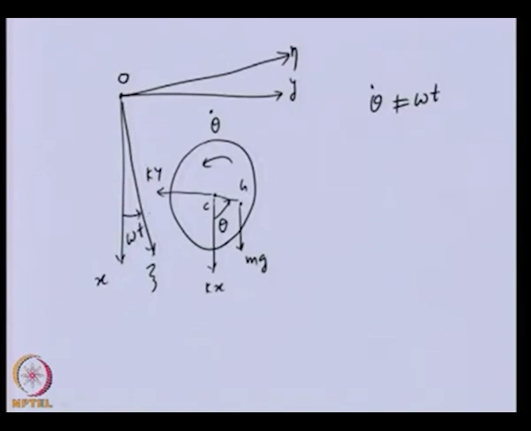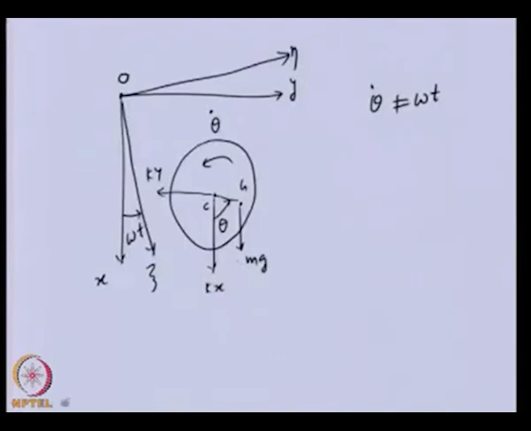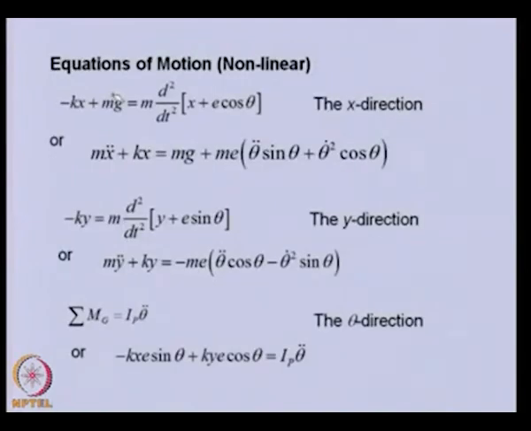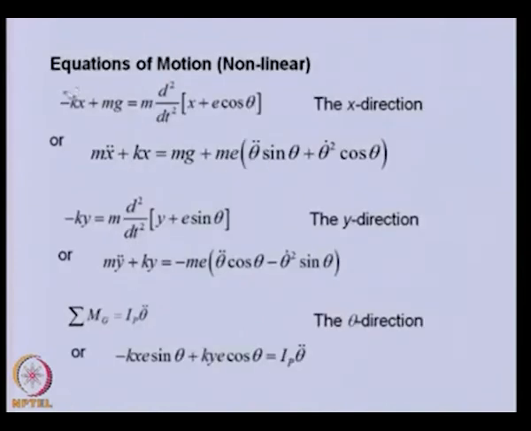Now, we first want to obtain the equation of motion of this rotor in the x, y and theta directions, and then we will try to analyze the rotor system. In the equation of motion in the x direction, this is the elastic force which is acting here. Apart from that, we have the gravity force, and in this particular case the choice of the axis is such that the vertical direction is positive. That is why this is negative and this is positive.